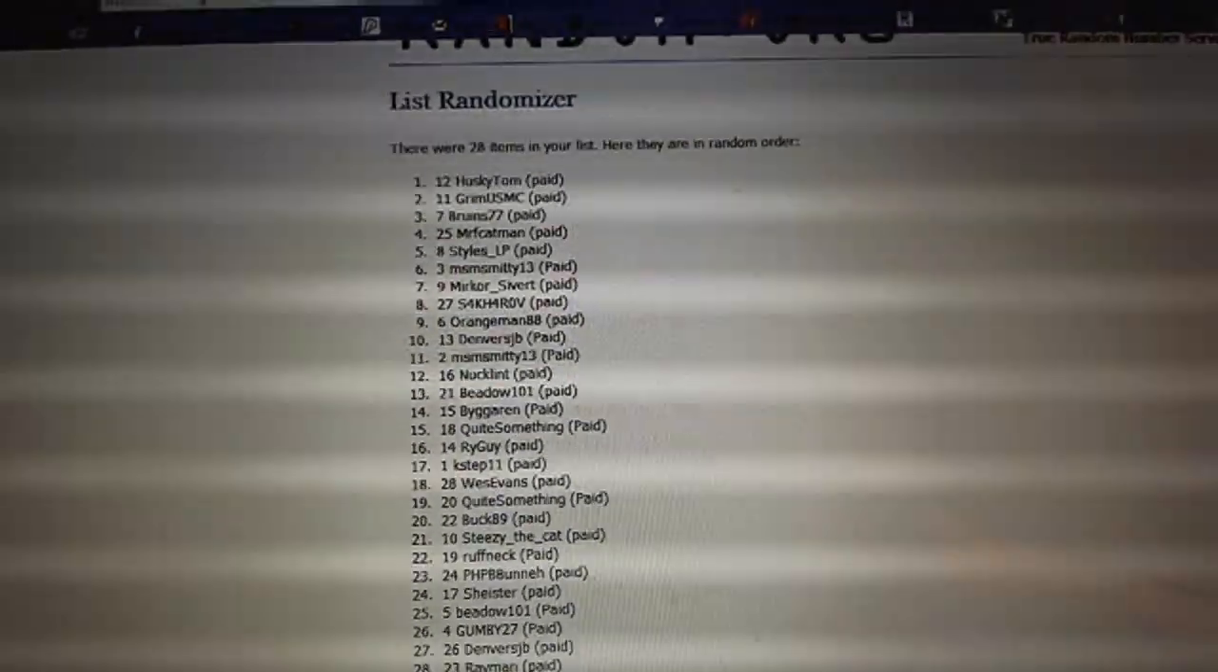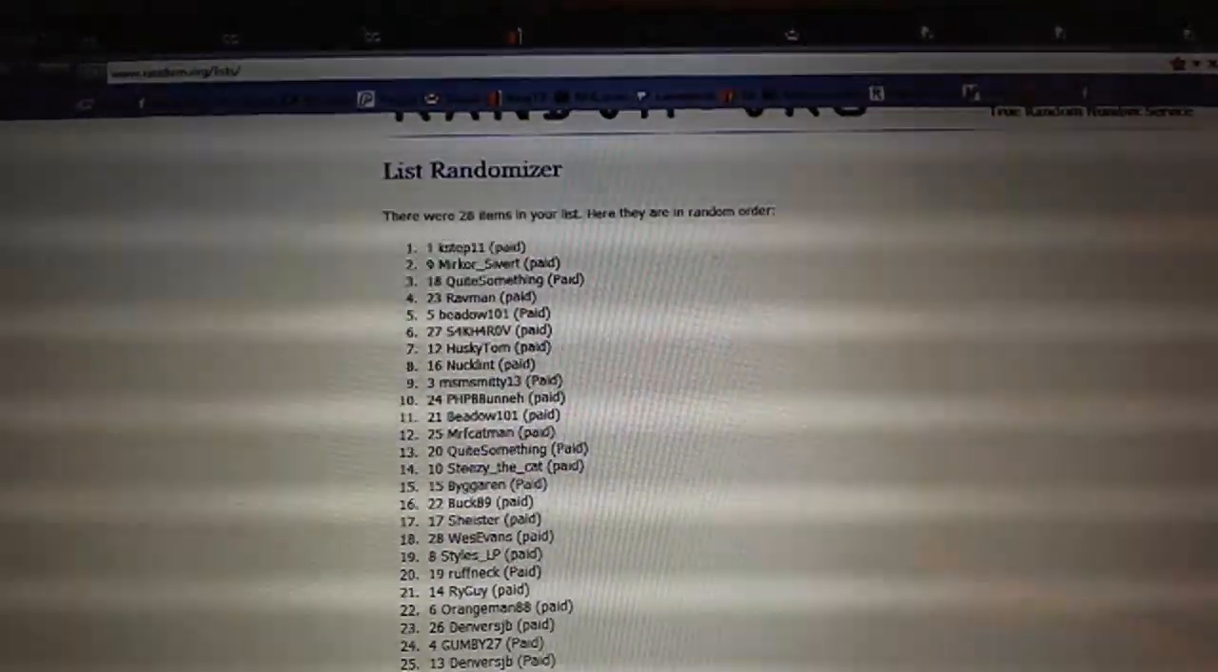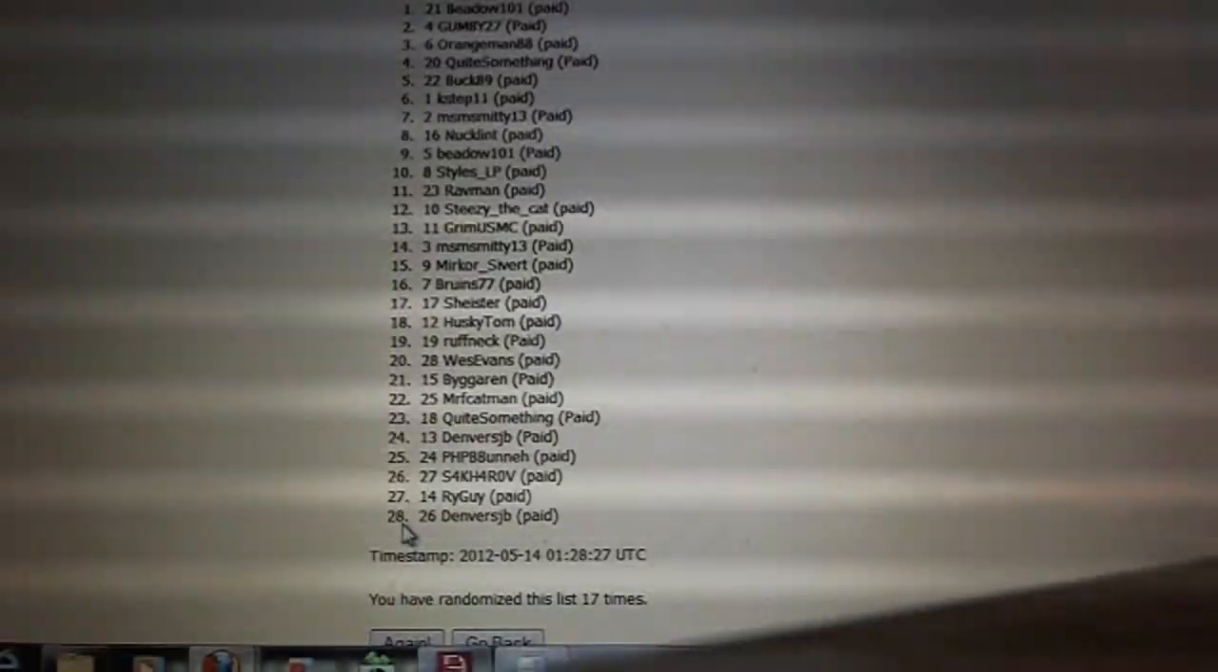The Aaron Ekblad Heroes Auto. One, two, Beto 101.